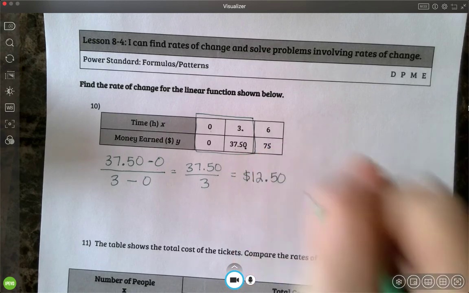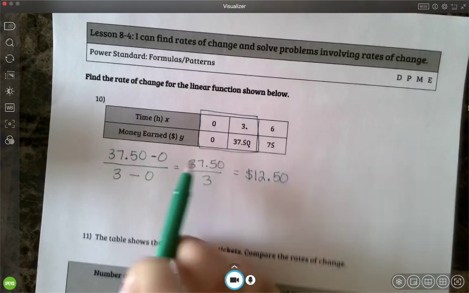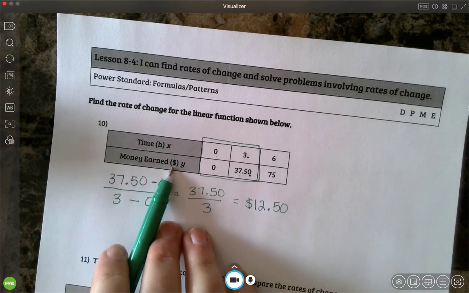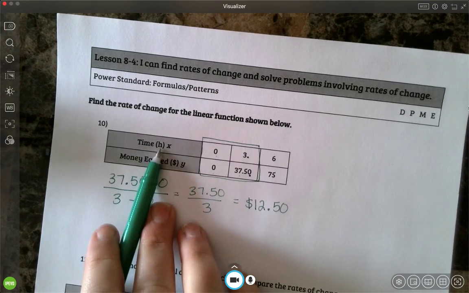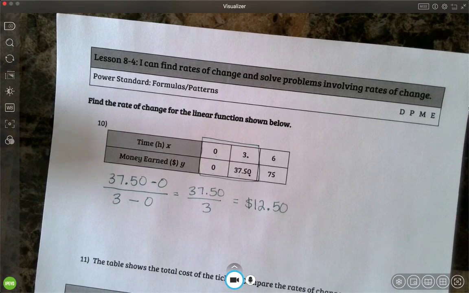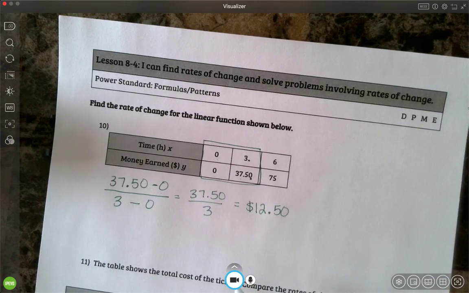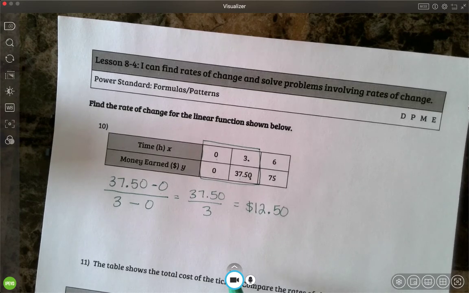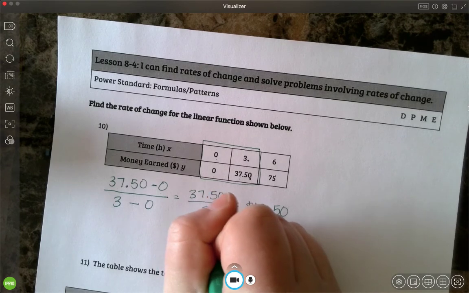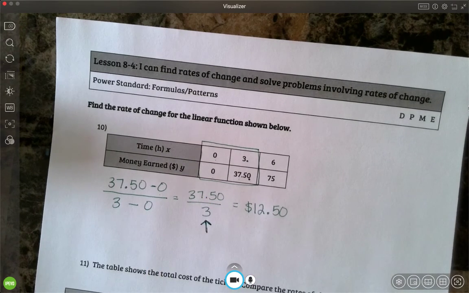And I'm going to label it, because the table tells me that y represents the money earned, and x represents the hours, okay? So $12.50 per hour would be your answer. If you just write $12.50, I'm okay with that. I'm not going to be picky. However, I will not accept this as a complete answer. You need to make sure you simplify, okay?